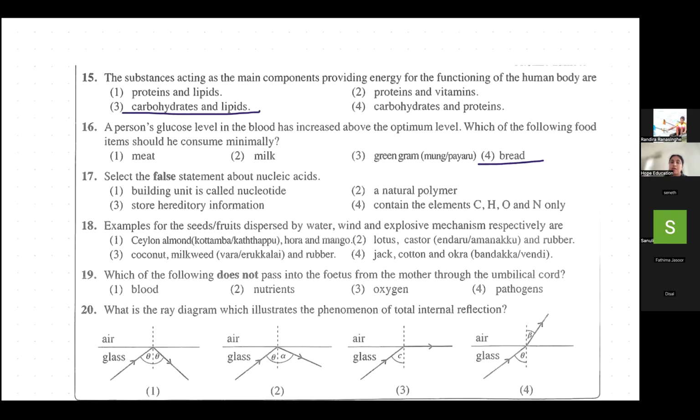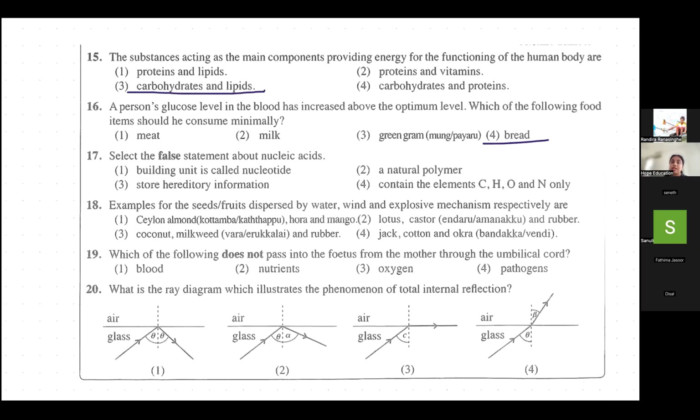Select the false statement about nucleic acids. The building unit is nucleotide. A nucleic acid is made of nucleotides, so that is okay. Is it a natural polymer? Are nucleic acids a natural polymer?